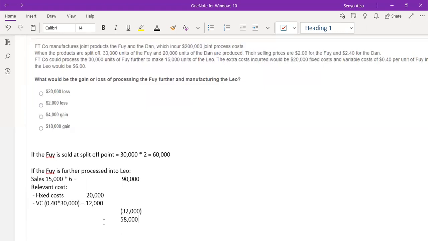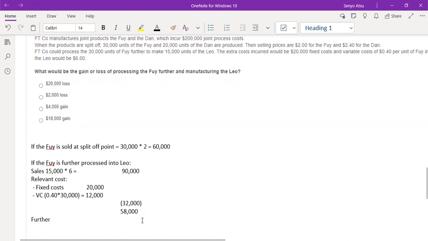I'll read the requirement again. It's a difficult question. Even for those who know it, it's time consuming. Exam strategy, questions like this, flag them and come back to them later on. What will be the gain or loss of processing the F further and manufacturing the LEO? Well, if you don't further process, you make 60,000, full stop. If you further process, you make 58,000. So the gain or loss is that you are going to lose $2,000. So comparing 60 to 58, further processing creates a loss of $2,000.